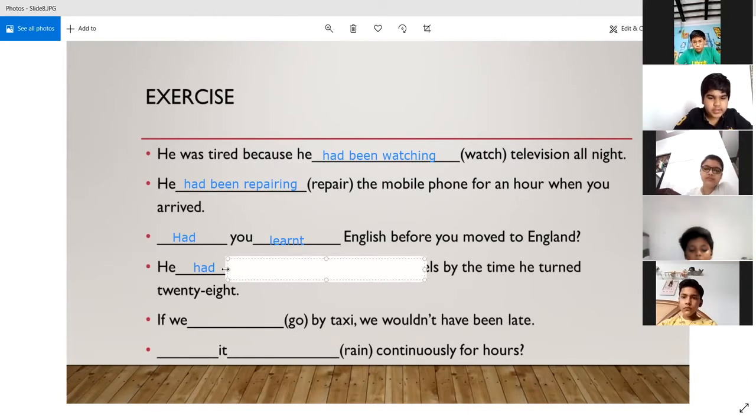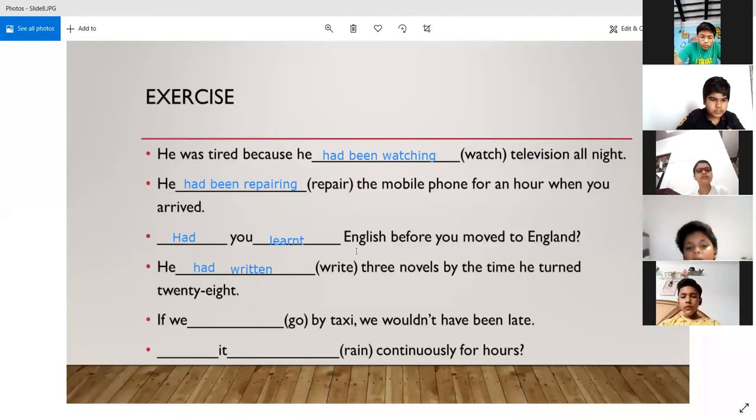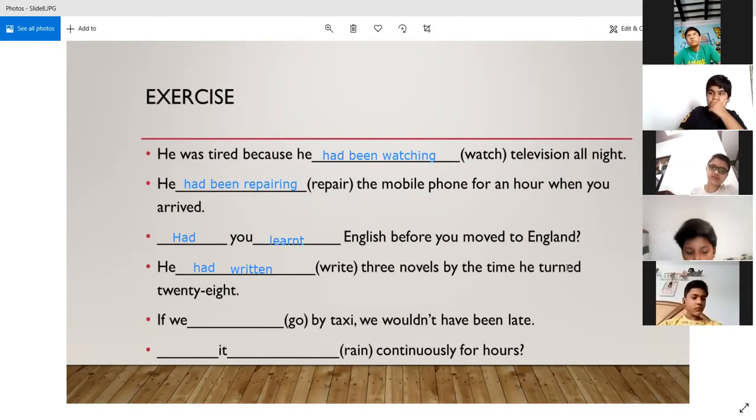Sir, he had written 3 novels by the time he turned. Yes, he had written. And why are we saying that? Because two actions have happened over here. The writing of the 3 novels and him turning 28, right? So what happened first? The 3 novels were completed before and then he turned 28. So we are using had written, the past perfect form, for the 3 novels, and for him turning 28 we just use turned, which is the past simple form of tense, right?